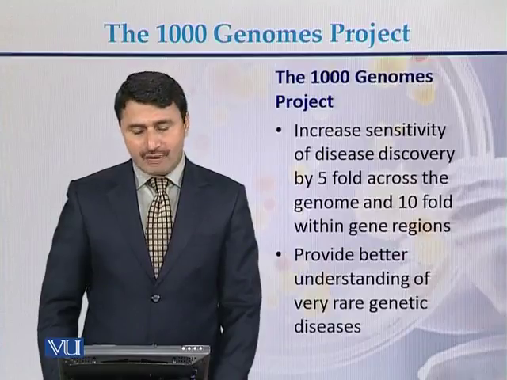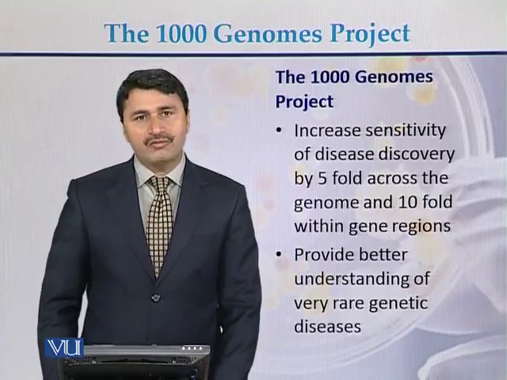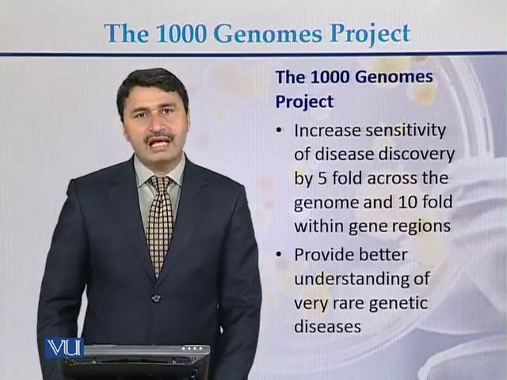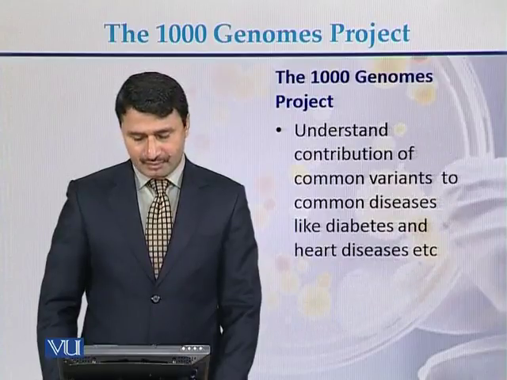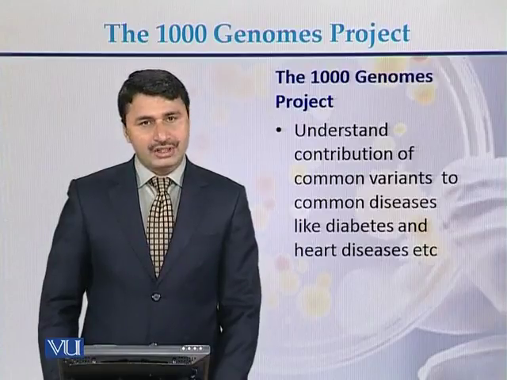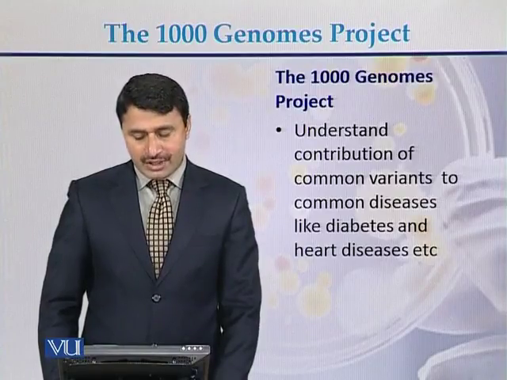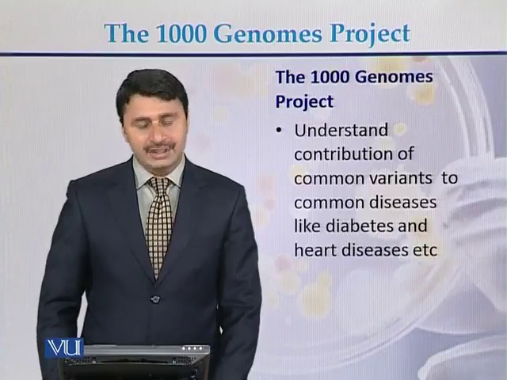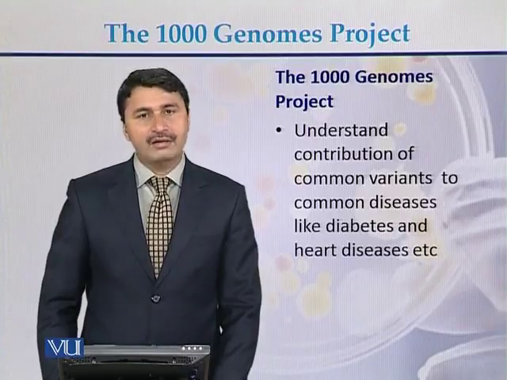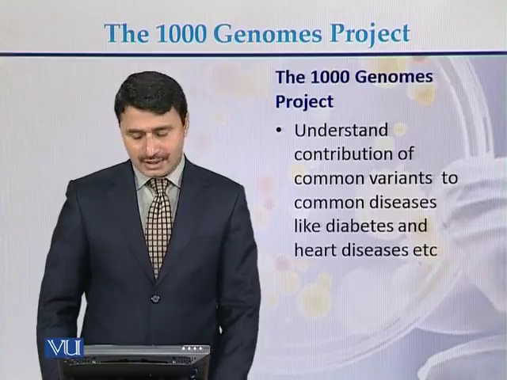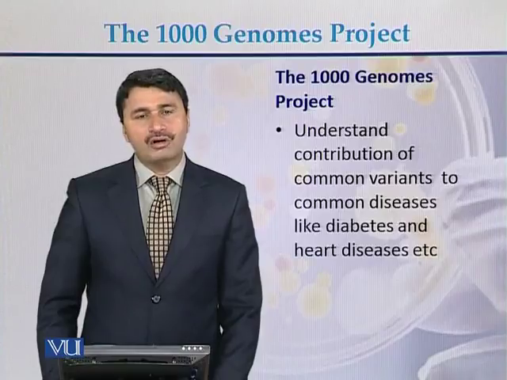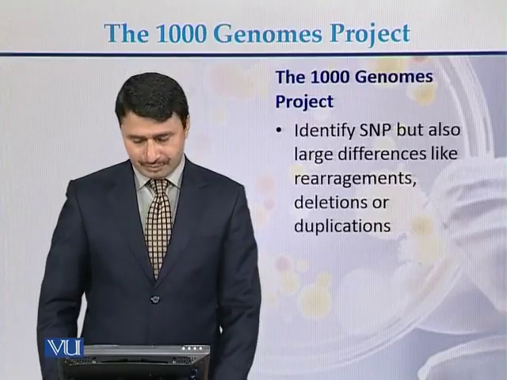So the objective of the 1000 Genomes was to provide a better understanding of rare genetic diseases as well as common genetic diseases. The objective was to understand the contribution of common variants to common diseases like diabetes and heart diseases. So what is the effect of that? What is the percentage of common variants, and how are common variants responsible for causing the common diseases?